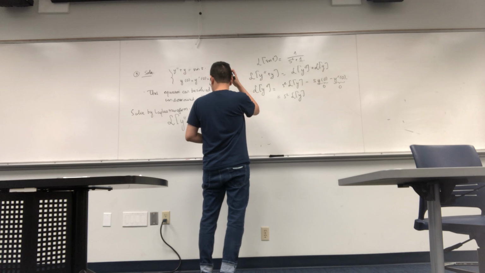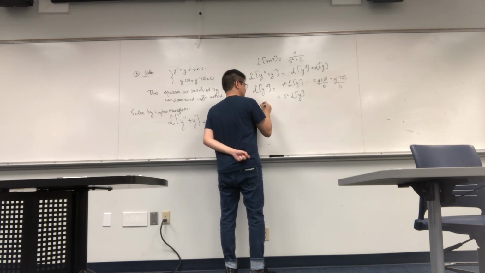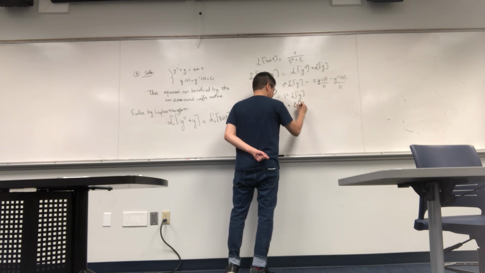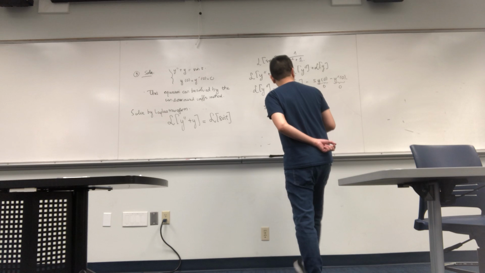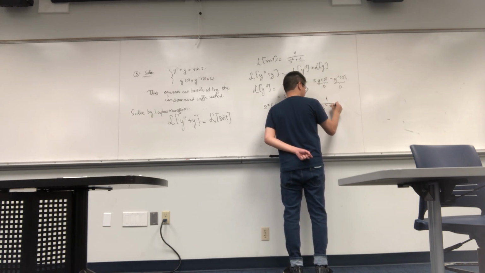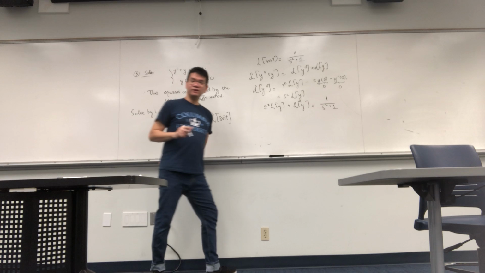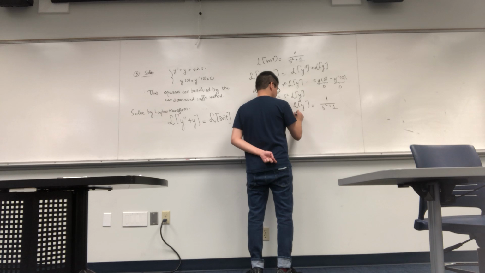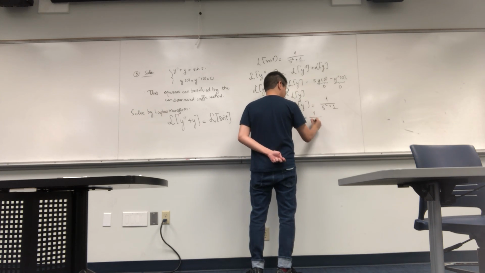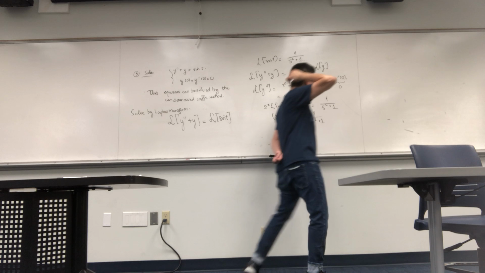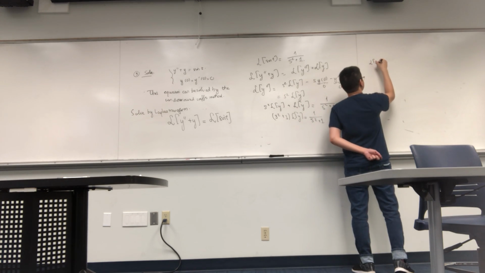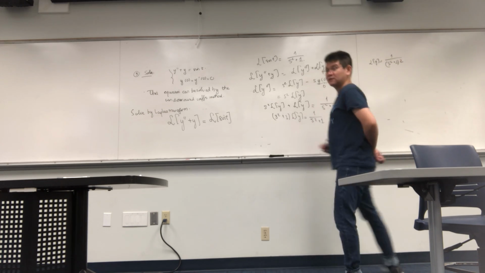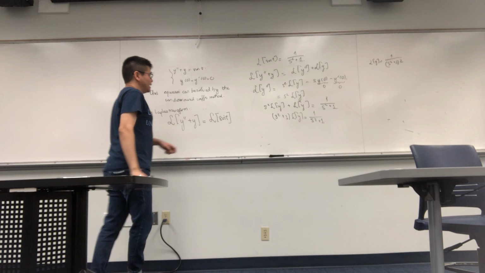So you put everything into the equation. So you have s squared Laplace transform of y plus Laplace transform of y is equal to 1 over s squared plus 1. Right? So you put the Laplace transform of y as the common factor. So you have s squared plus 1 times the Laplace transform of y is 1 over s squared plus 1. And this gives you the Laplace transform of y is 1 over (s squared plus 1) squared.